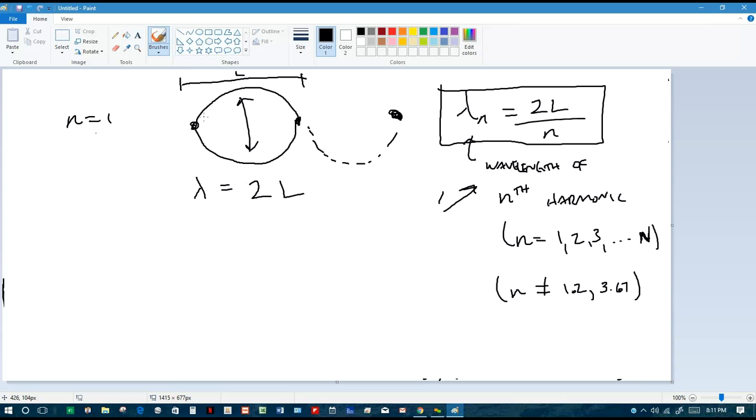Because remember, how long is L? L goes from here to here, and then another L goes from here to here, right? So what's the total distance? 2L. You see that? So to make one full wave, if I color it in, this is one full wave here. How long is that? 2L. Does that make sense?